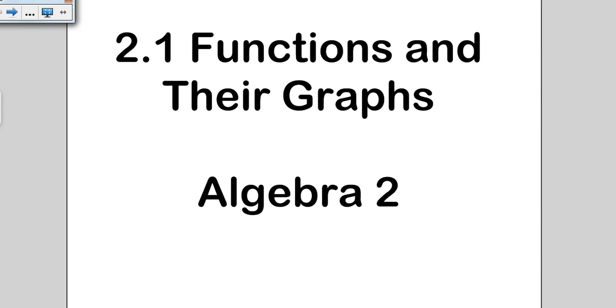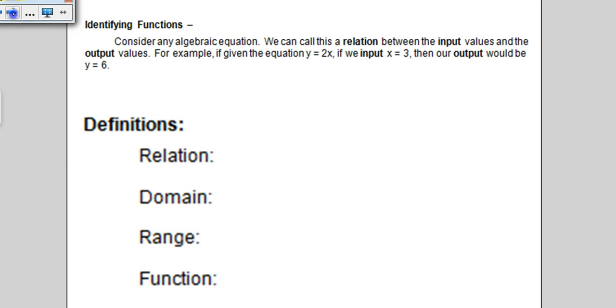Our lesson on 2.1 covers functions and their graphs. And we're going to begin with a little bit of vocabulary. So our first vocabulary term is a relation. And a relation is simply a set of ordered pairs.